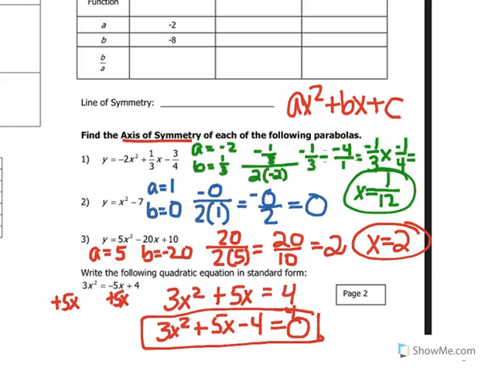I do believe that, generally speaking, standard form, they like the a term to be positive when at all possible. So there you go. I hope that helps you. And let's just flip to the next page. We're going to do 2 of these together real quick.